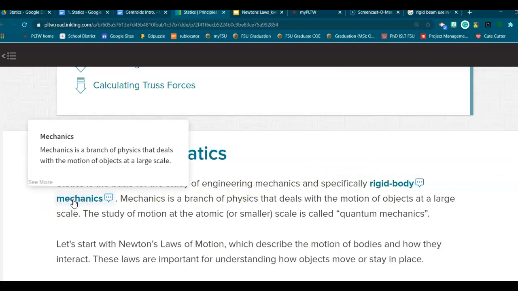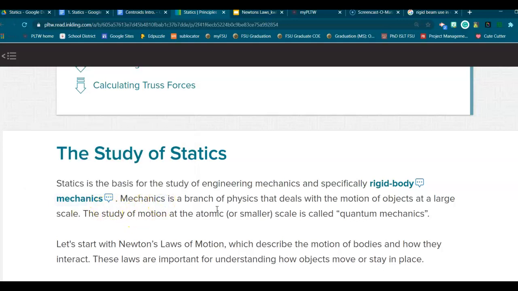And then mechanics is a branch of physics, and that deals with the motion of objects at a large scale. I know we think of mechanics as cars and trucks and boats and planes, but it really is just the part of physics that looks at how things move. So large scale, right? Okay.